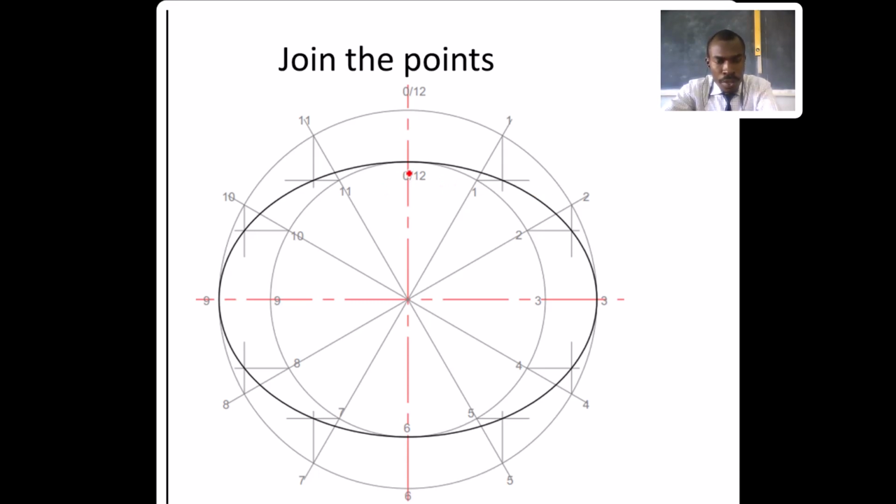The major axis is the longest distance from the circumference of the ellipse to the other side of the ellipse, passing through the center. If you look at this distance from point 9 to point 3 here, this is the longest distance from the circumference, passing through the center, to the other point of the circumference. That's the major axis. The minor axis is the shortest distance from one point of the circumference, passing through the center, to the other point on the circumference. That's the major axis and the minor axis.